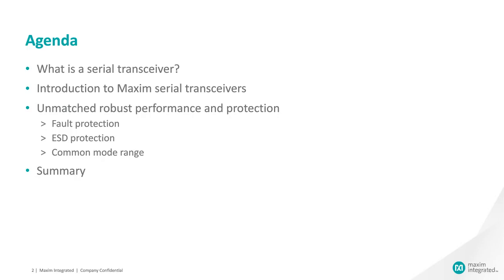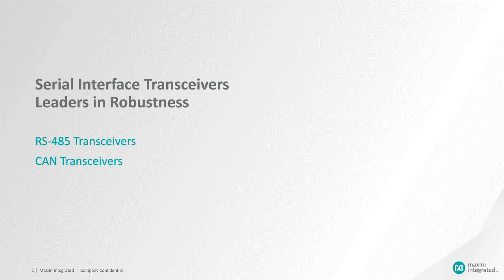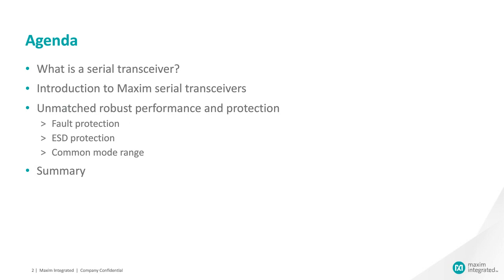Thanks, Bill. So in my portion of the presentation, I'll be talking about serial interface transceivers and why they're leaders in the industry for robustness. Specifically, I'm going to zero in on RS-485 transceivers and CAN transceivers. The layout of my presentation is going to be a real basic definition of a serial transceiver, and then a quick introduction to what makes Maxim unique and leaders in the serial transceiver interface market. In terms of robust performance and protection, I'll be going over fault protection, ESD protection, and common mode range and what they are. And then I have a concluding summary slide at the very end.